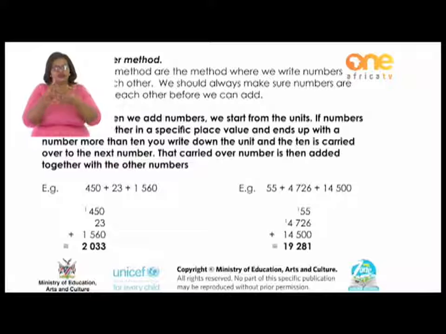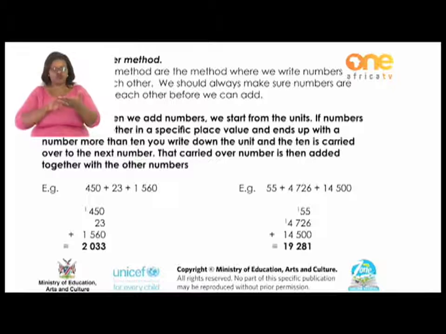Here, let's go to remember. When we add numbers, we start from the units. This is now after we've written down our numbers neatly underneath each other. If the numbers are added together in a specific place value and end up with a number more than 10, then you write the unit and the 10 is carried over to the next number. That carried over number is then added together with the other numbers. Now let's do a few examples to see what we've just read.